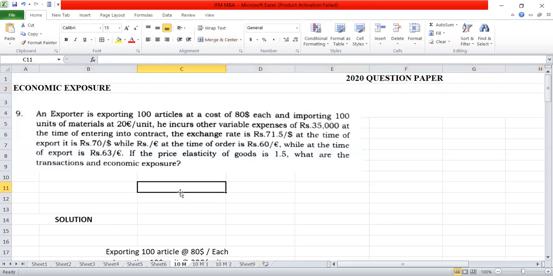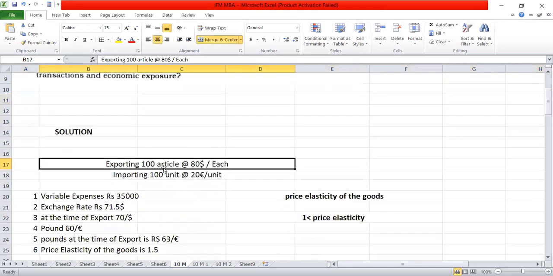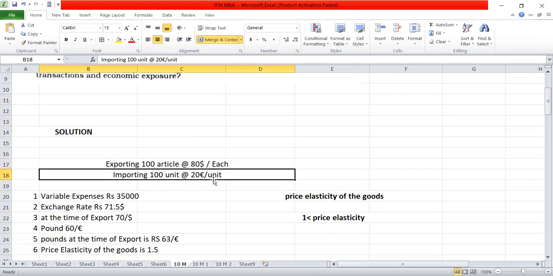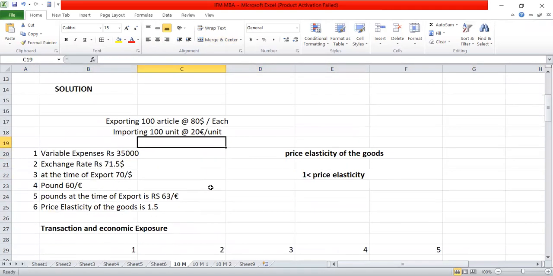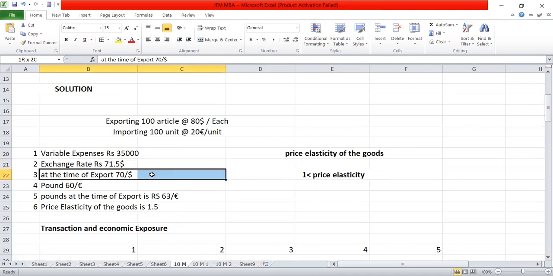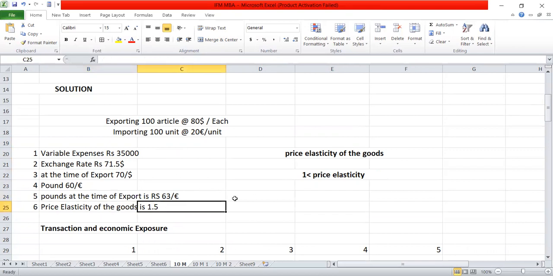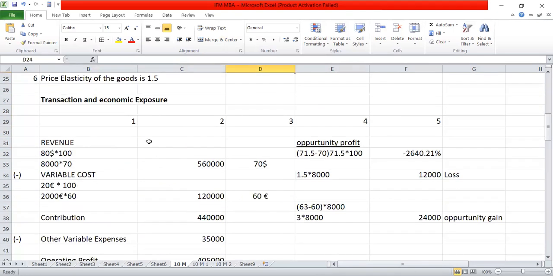So let us discuss the first thing. Exporting 100 articles at $80 each. Importing 100 units at 20 euros per unit. This is the given information. Other variable expenses are rupees 35,000. The exchange rate is 71.5 per dollar, and at the time of export it became 70 per dollar. The euro is 60 rupees per euro, and at the time of export it is 63 per euro. Price elasticity of the goods is 1.5. Okay, now let us discuss the first economic exposure.